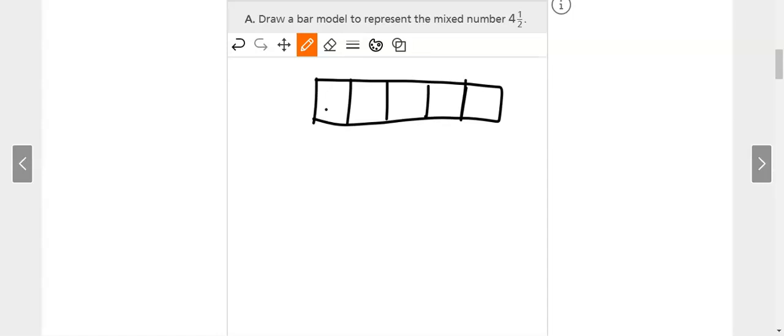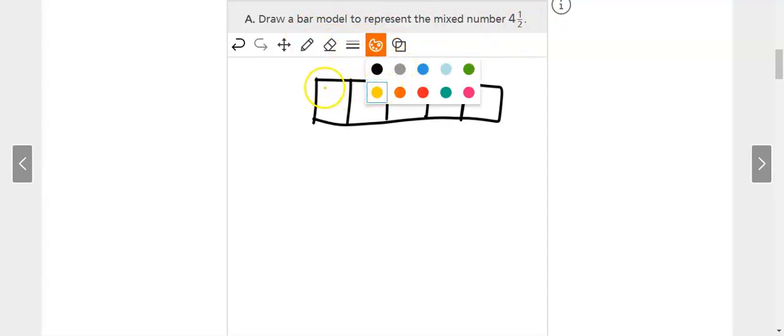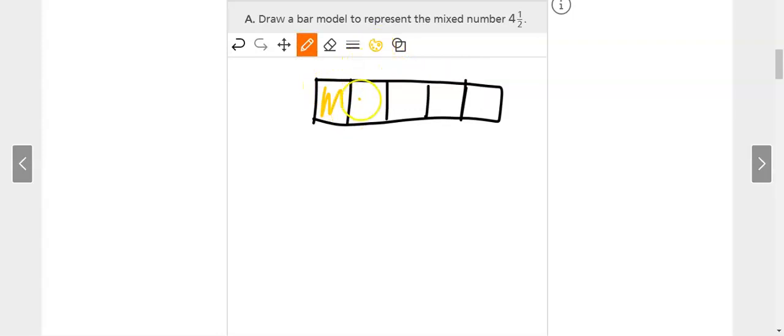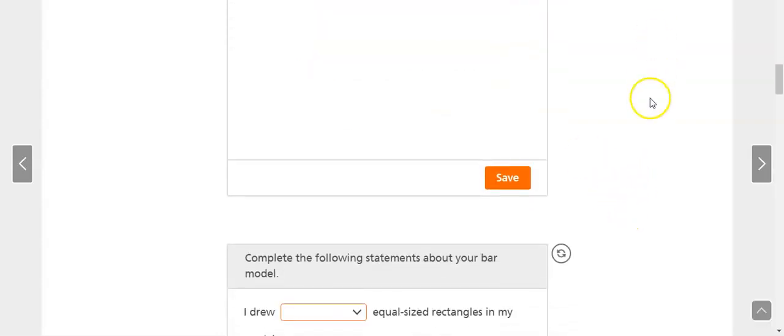Because it's 4.5, that means I'd have 5 total. And for 4.5, I need to shade in 4. So 1, 2, 3, 4, and then a half. So that's what represents it. I drew a bar of 5 so I could make that half bar. Okay, let's go on to the next one.